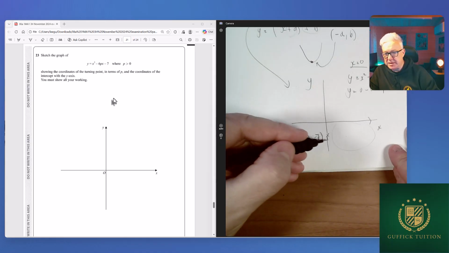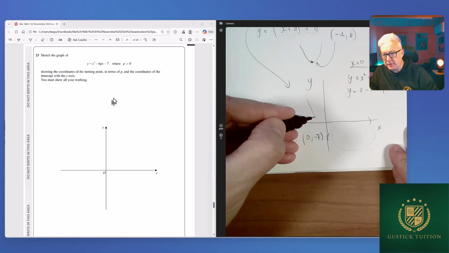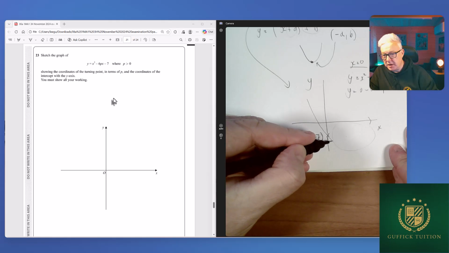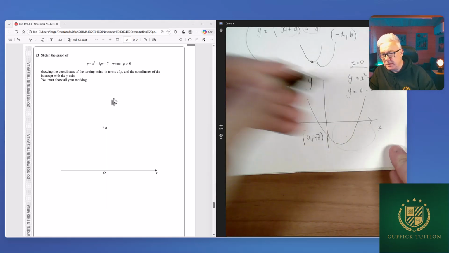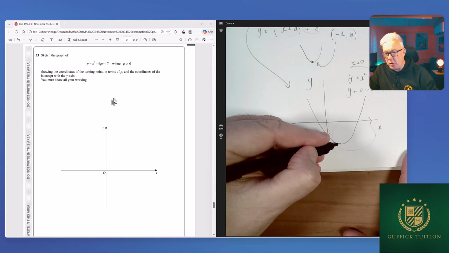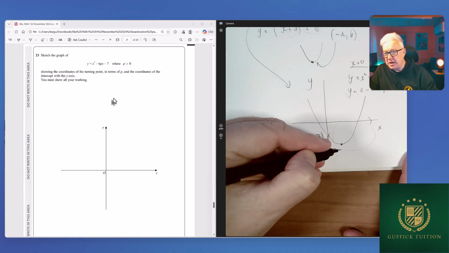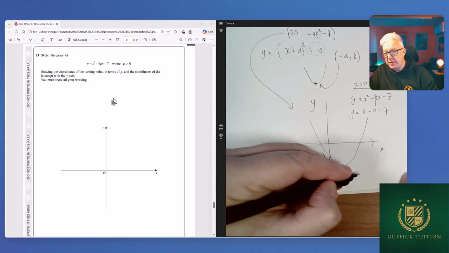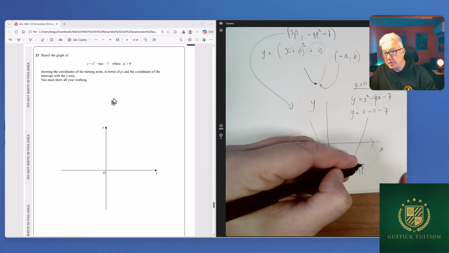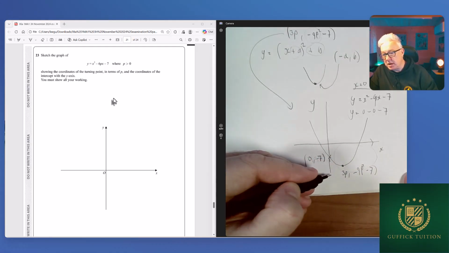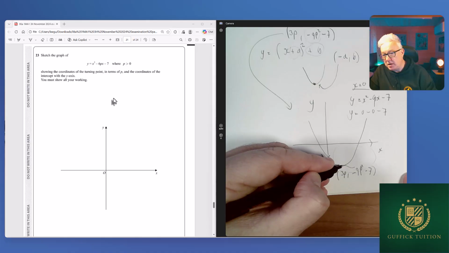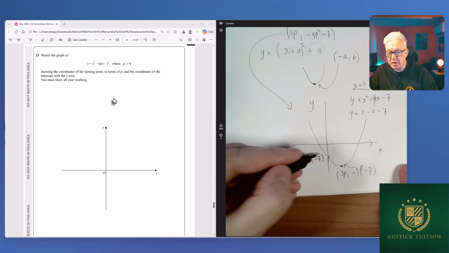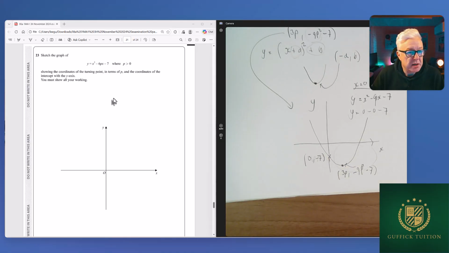So I think that means that we can sensibly say that our curve is going to look something like this, okay? Because we know the y coordinate has to be negative, and the x coordinate has to be positive, and that is 3p, minus 9p squared minus 7, like so. That's our coordinate there of our turning point. And there's our coordinate of where we intersect the y-axis. And I think that's it, isn't it? There's nothing else that's required there.